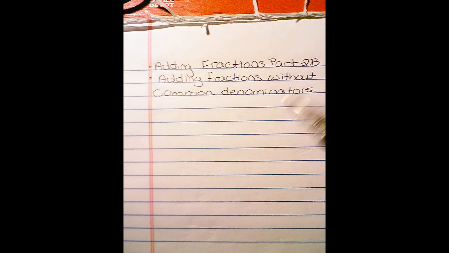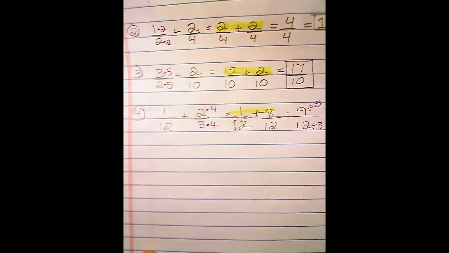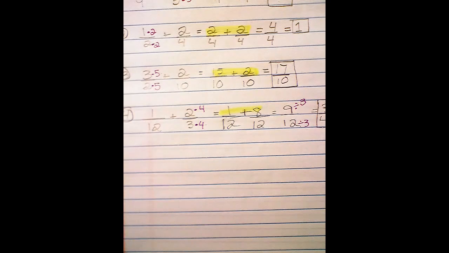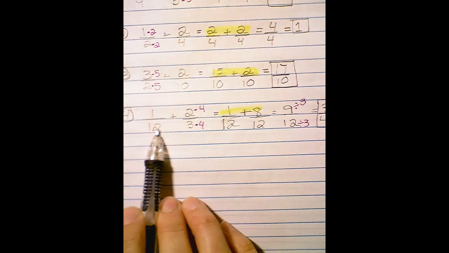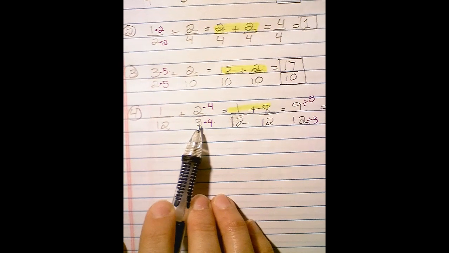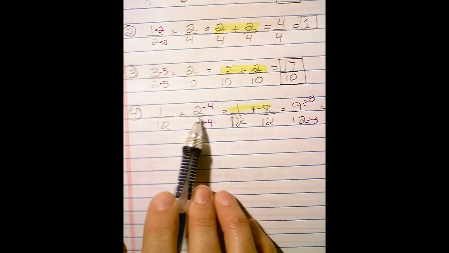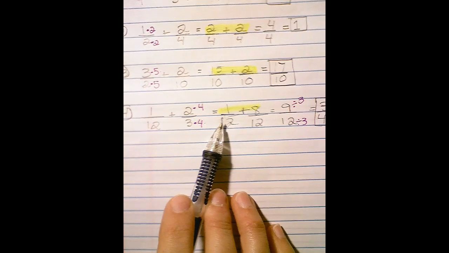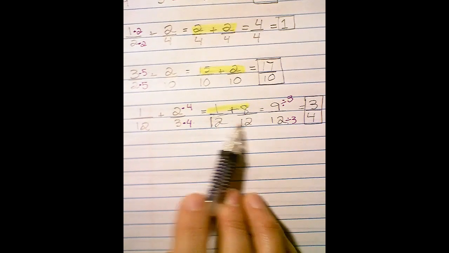Hello everyone! This video is adding fractions part 2b, which is once again adding fractions without common denominators. Just a quick review on the last video I made. As you could see here, our initial fractions did not have common denominators, but we were able to adjust one of the fractions so that we could have common denominators.